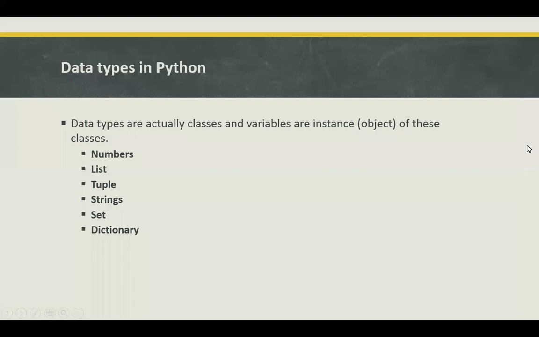So data types are actually classes, and variables are instances, or you can say objects of these classes. So you will consider a data type as a class, and whatever variables are there, you can consider them as objects.